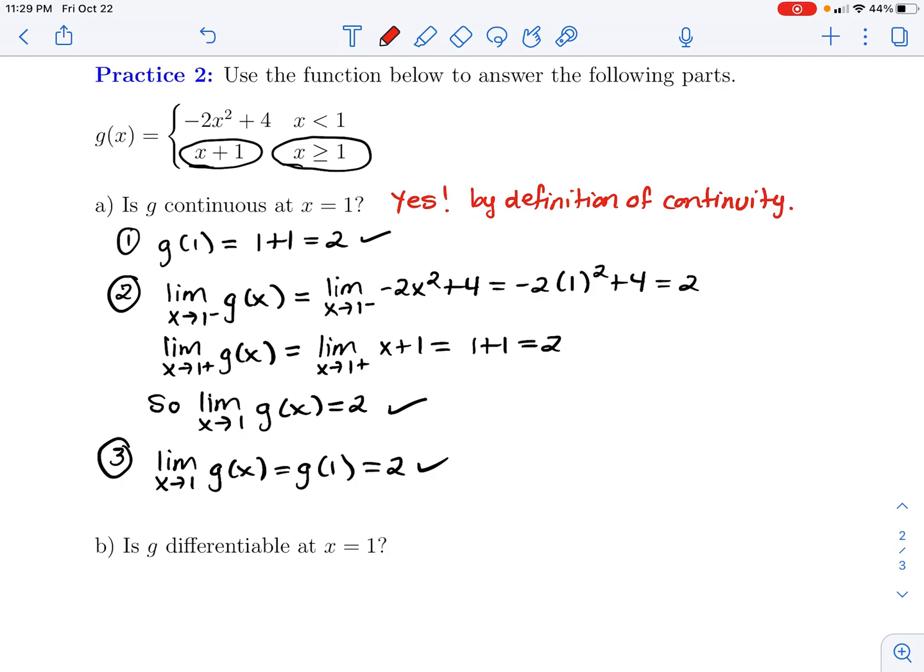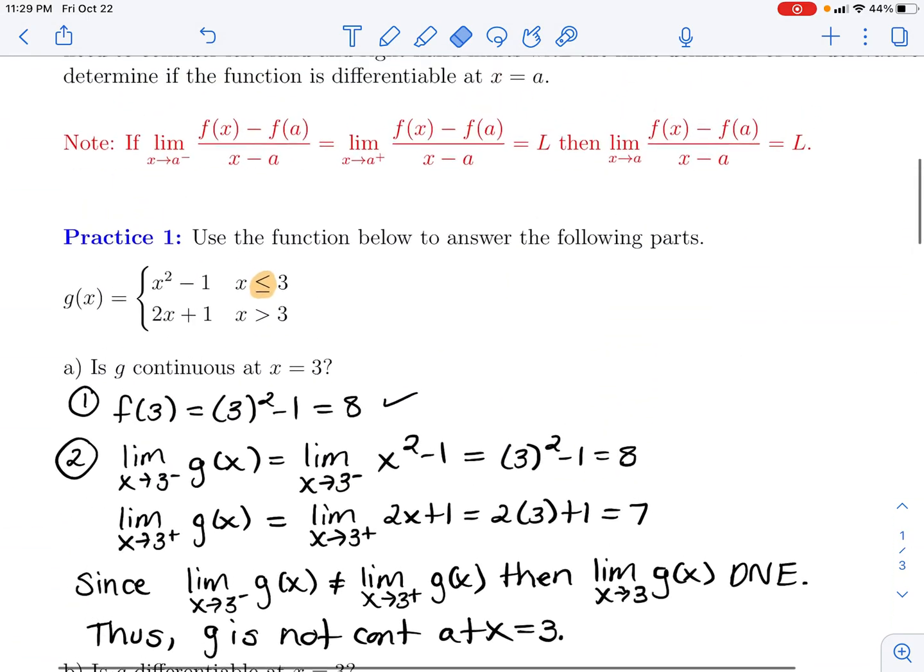Okay, so now that we have continuity, I need to remember that continuity does not, and I repeat, does not imply differentiability. If I know the function is differentiable, then I can say it's continuous. But I cannot say the function is differentiable based on the fact that it's continuous. So continuity does not imply differentiability. So we do need to actually check if the function is differentiable at x equals 1, using what I said on the first page of notes here.